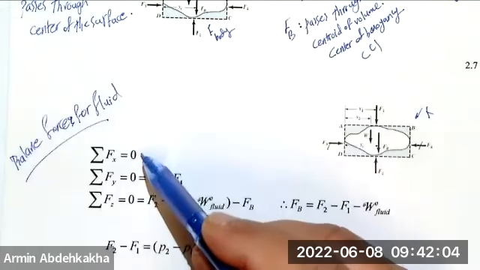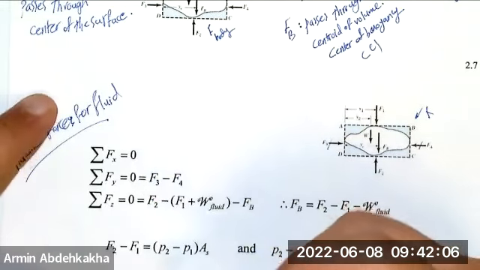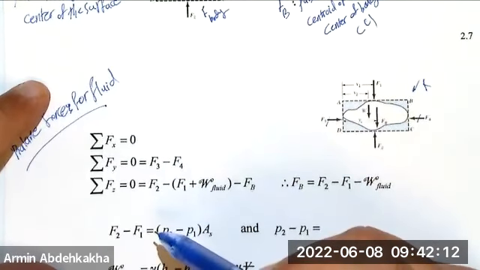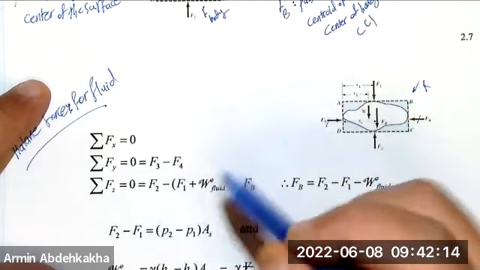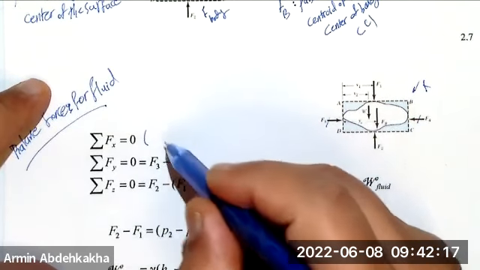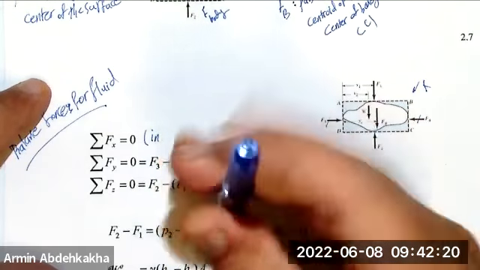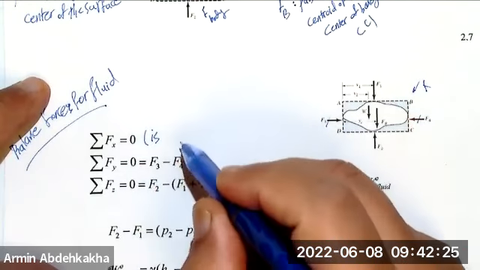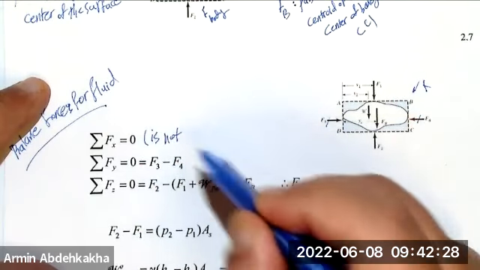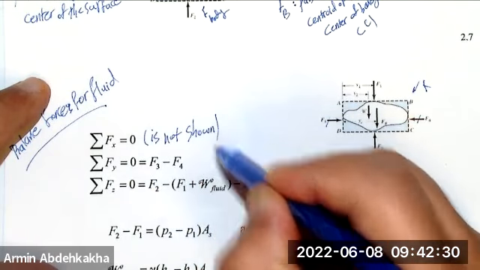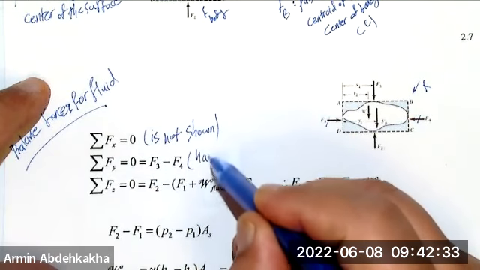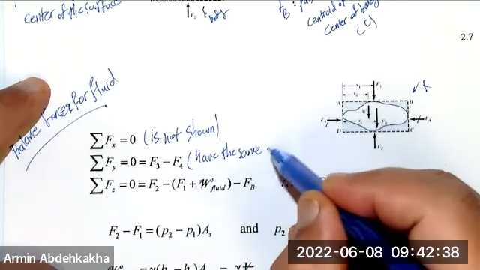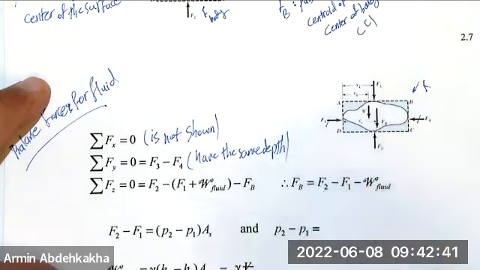So these two forces cancel out. That's why Fx, which is not shown, is 0, and Fy, which is also not shown, is 0. The only thing that matters is the Z direction. They have the same depth.